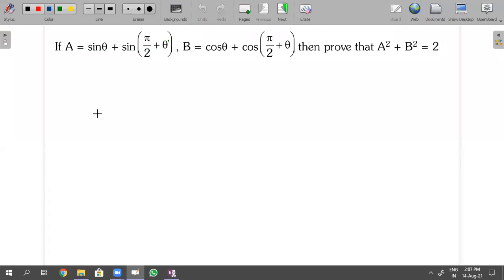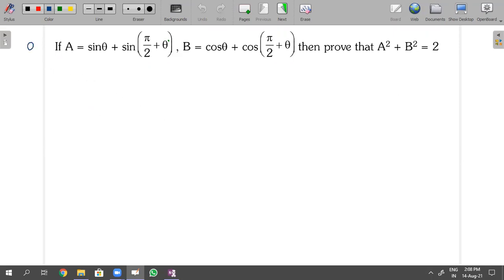Hello students. In this lecture, we are going to study some very essential questions based on fundamental identities and the reduction formula, which we have studied so far. So without any further ado, let's get started.